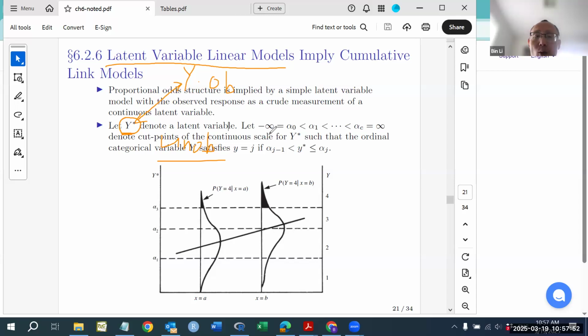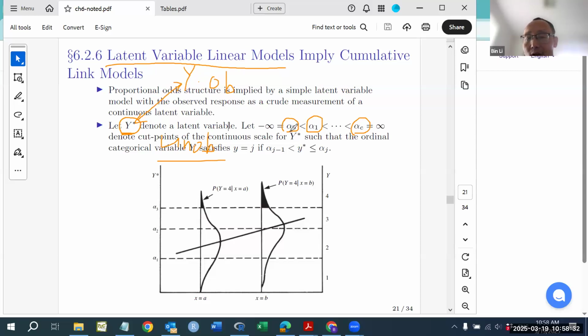We can cut the y star into different regions. Let's say we cut it at alpha 1 through alpha C. Okay, so if the y star is between alpha 0, that means it's the minimum y star it can reach. We can treat alpha 0 as negative infinity. Anyway, this is the minimum we can have for the y star.